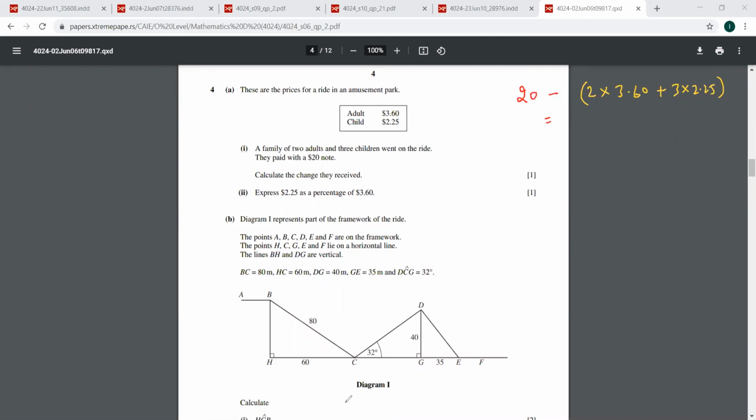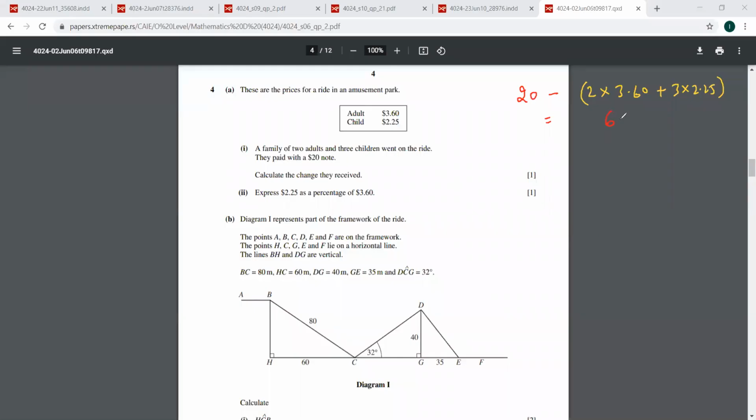Okay, so let's just use the calculator and see what we get. Change means the amount that you get back. This is 6.05. Calculator allowed? Yeah, this is paper 2's question, so we are allowed to use a calculator. Please write, whenever you have money, you have to write this correct to 2 decimal places.